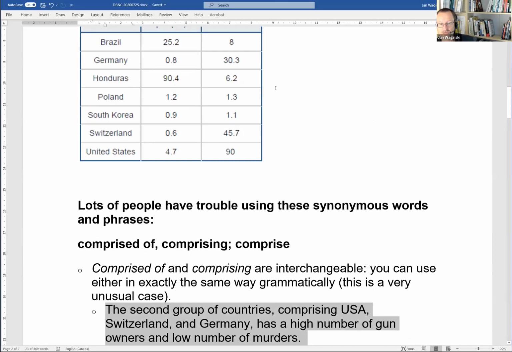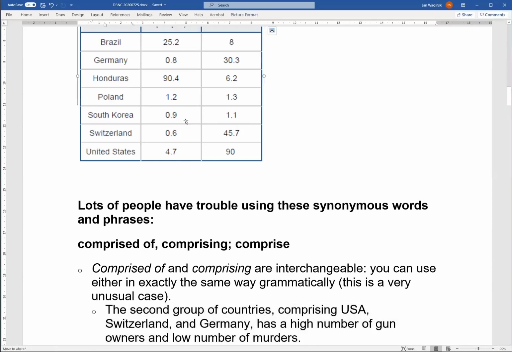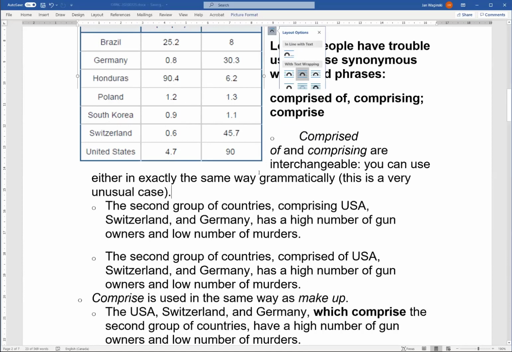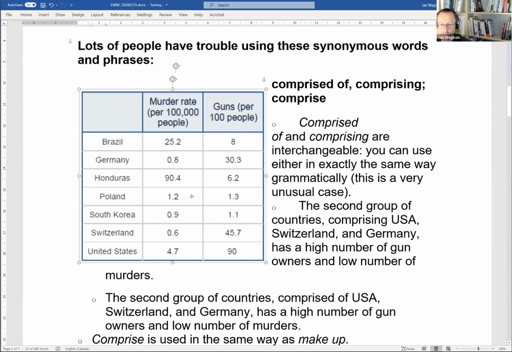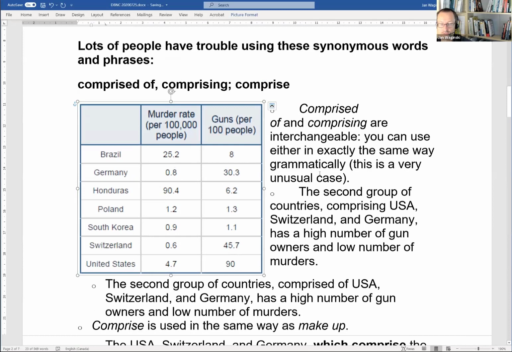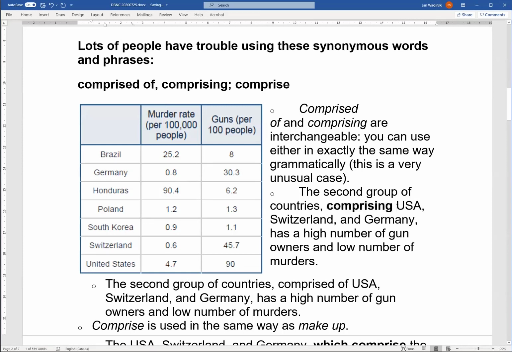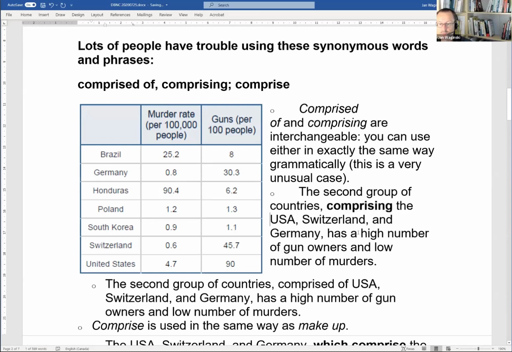So when we actually did this table, we chop these up into a couple groups. If you look at the USA, you've got relatively low number of murders, high number of guns. Switzerland, very low number of murders, high number of guns. Germany, low murders, high guns. So the second group of countries, comprising the USA, Switzerland, and Germany, has a high number.